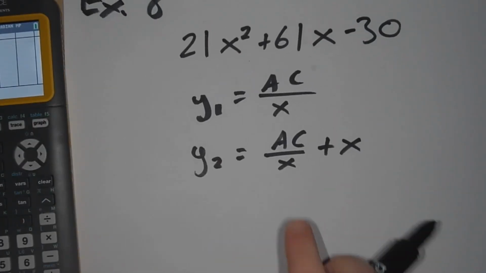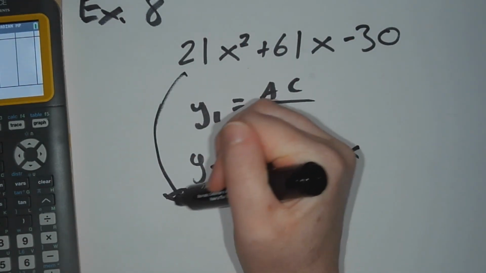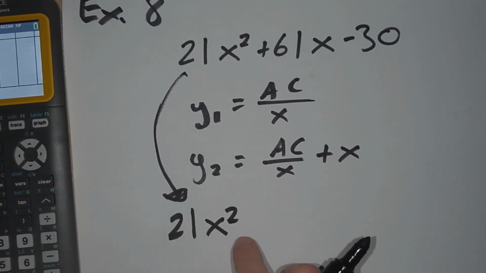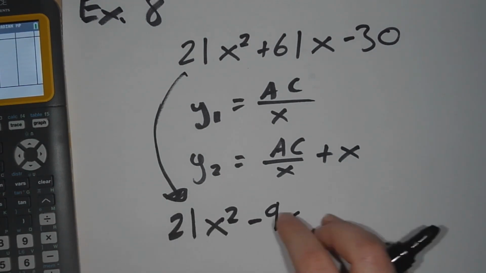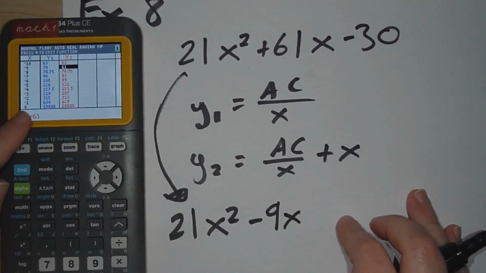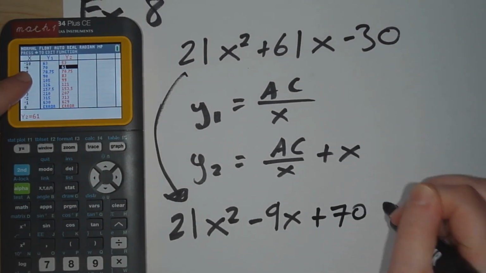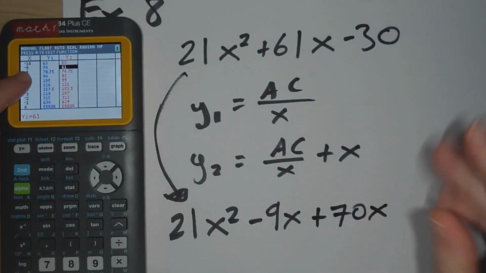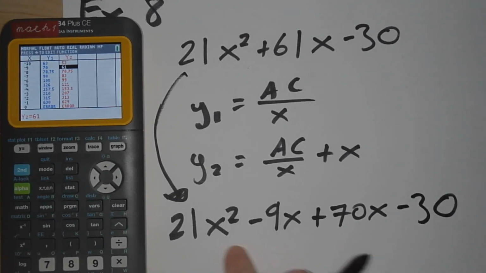So going back to our polynomial, we got 21x squared plus 61x minus 30. We're going to rewrite this as 21x squared minus 9x, that's what this negative 9 is, plus 70x, and as you can see, negative 9 plus 70 is 61, so we're not actually changing anything, and that's this 70 up here, and then continuing on, minus 30.